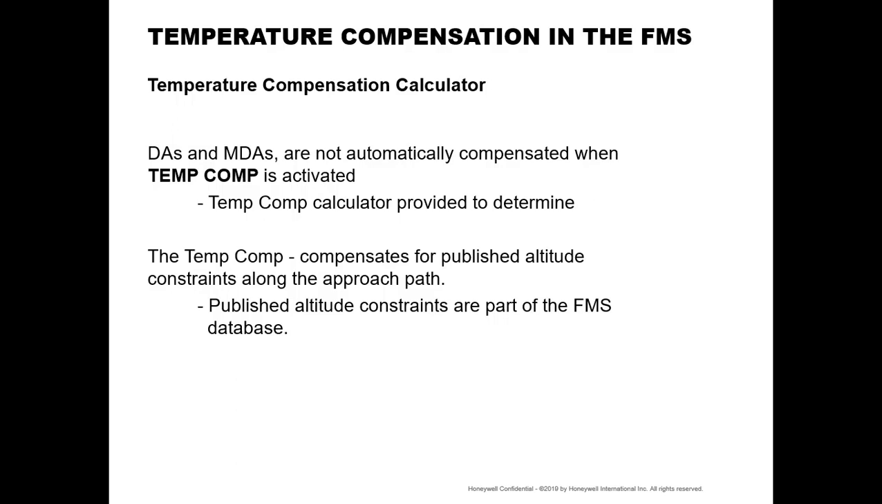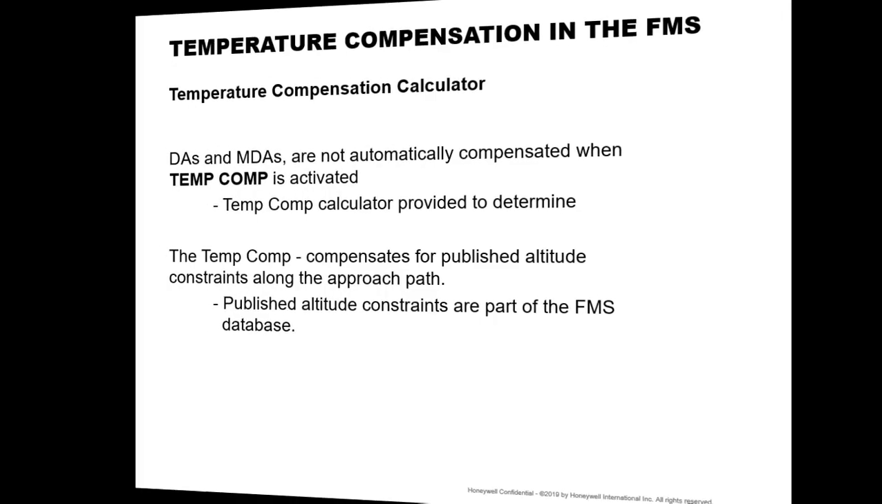Decision altitudes and minimum descent altitudes are set with a setting external to the FMS. That data is not in the FMS and needs to be manually set. Approach-related alerts that follow are derived from that pilot setting. Therefore, any compensation to the approach altitudes will involve the pilot calculating the adjusted decision altitude or minimum descent altitude and inputting that compensated number into the system as the new decision altitude or minimum descent altitude. Fortunately, the temp comp function provides a calculator for the pilot to compensate the MDA or the DA. Let's take a look at that next.